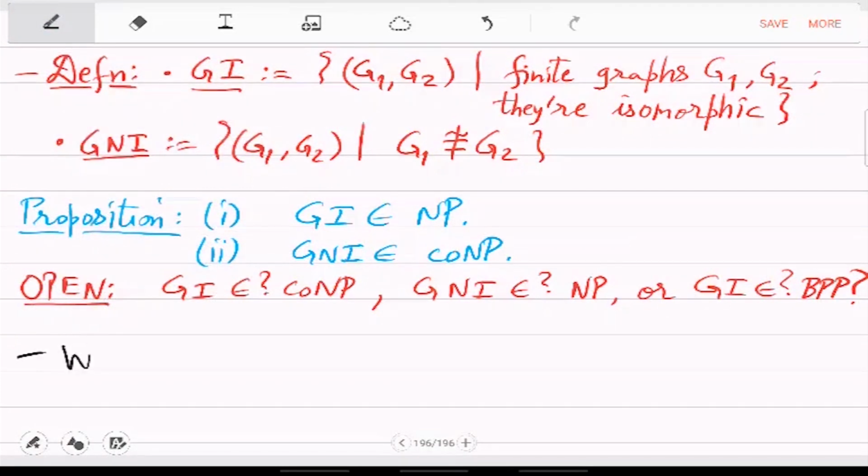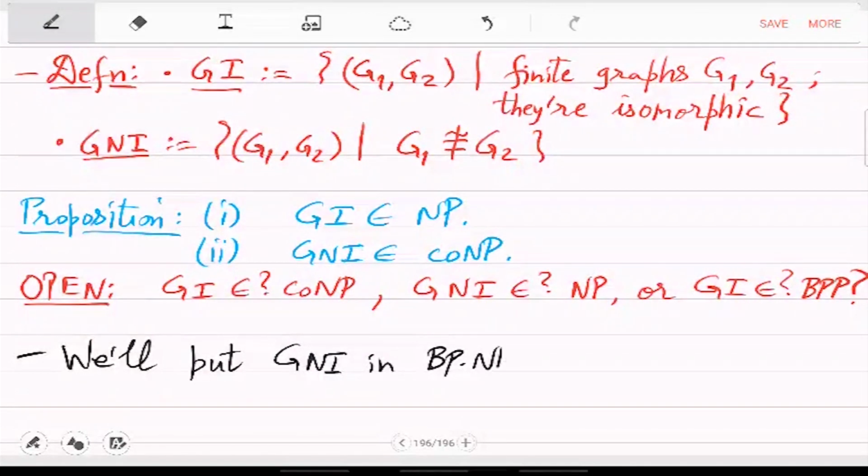So, what we will do now is focus on GNI. Okay, so, we will put graph non-isomorphism in BP.NP. So, that is a randomized version of NP, which makes the definition that we started with, BP.NP, very useful, right. That was the purpose, that we will actually show an interesting problem here which we do not know any lower, and that is graph non-isomorphism.